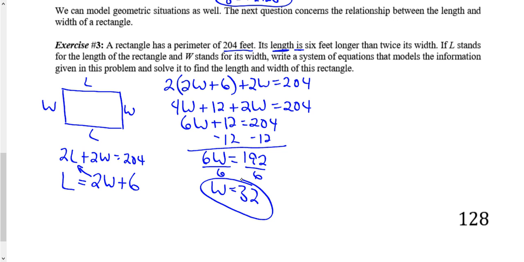Now which one do you want to plug into to find the length? How about the bottom? Either one, but why not the bottom, right? So L equals 2 times 32 plus 6. 64 plus 6, L equals 70.